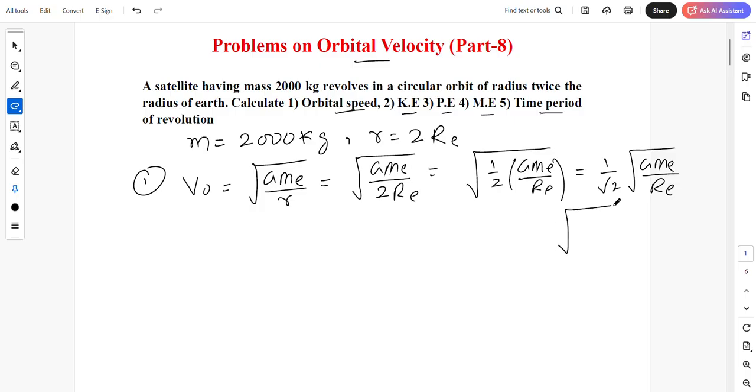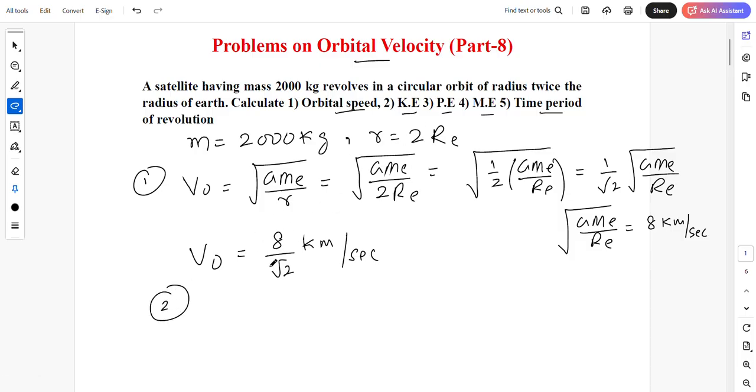We know that square root of GME by RE is nothing but 8 kilometer per second. Remember this. Square root of GME by RE is 8 kilometer per second. Therefore, I can write V naught is equal to 8 by root 2 kilometer per second is the right answer. This is the orbital speed.